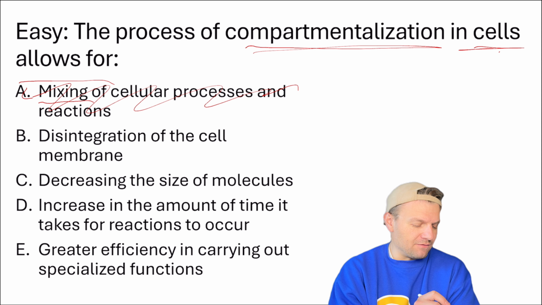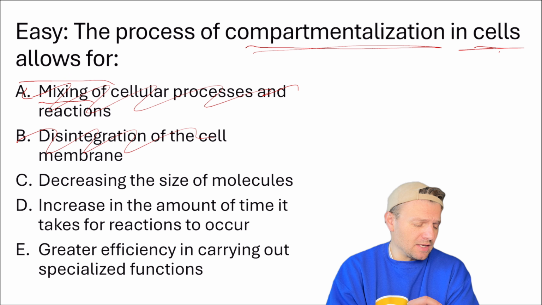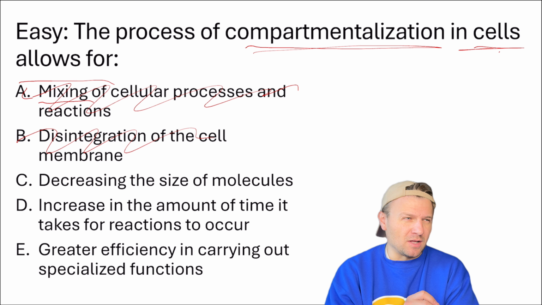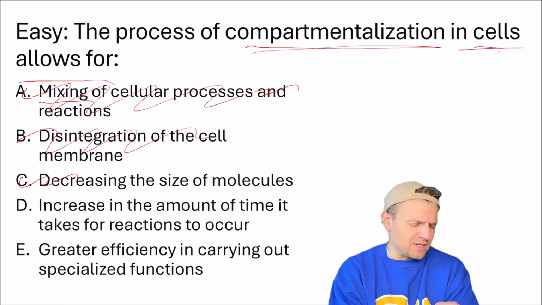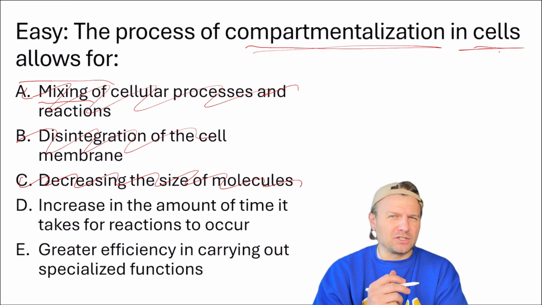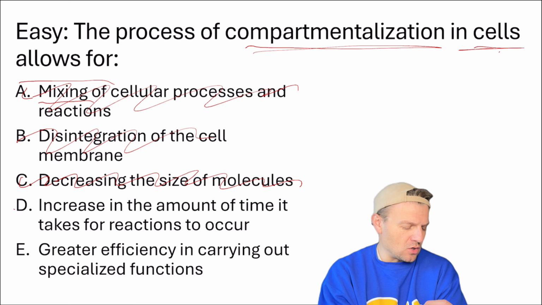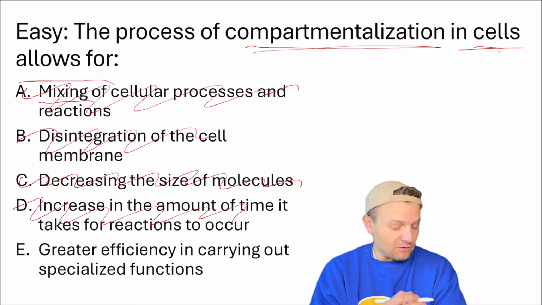B, disintegration of the cell membrane. No, it's actually using the cell membrane, so B is out. C, decreasing the size of molecules. We're decreasing the area the molecules are at, but we're not actually decreasing the size of the molecules. D, increase in the amount of time it takes for reactions to occur. It actually is the opposite, where we're decreasing the time since it's going to be more efficient, so D is out. Let's hope that E is the right answer.